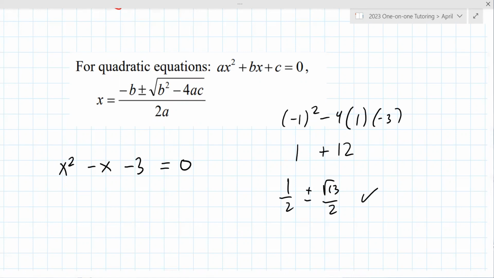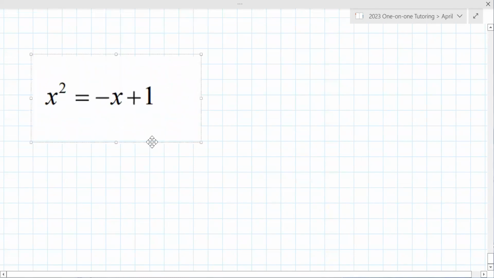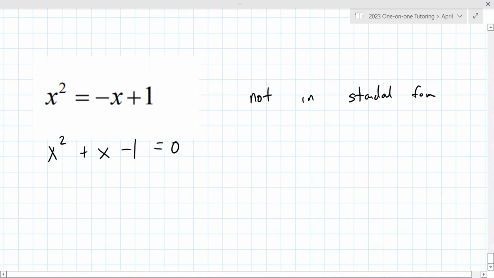Okay, a couple more here that we can do. Trying to keep the numbers fairly small here. So you kind of asked this earlier, I didn't really want to introduce it until we'd done a few. This is not in standard form, and so you cannot just start labeling A, B, and C. You have to move everything to one side. So it'd be x squared plus x minus 1. Yeah, and then you can go on from here.